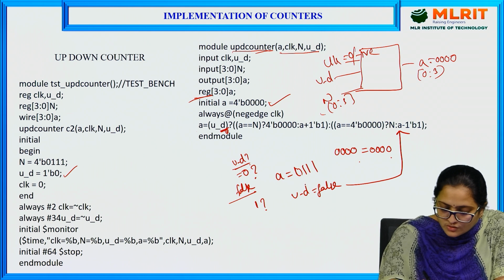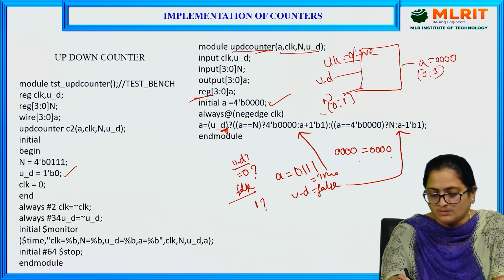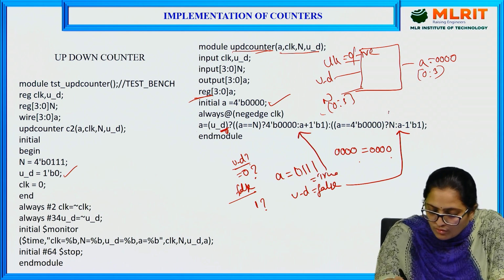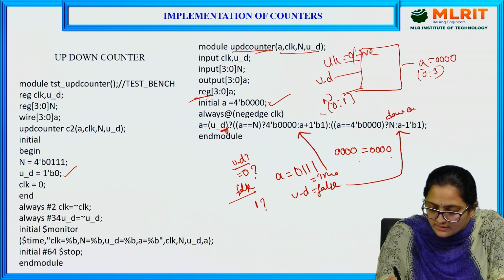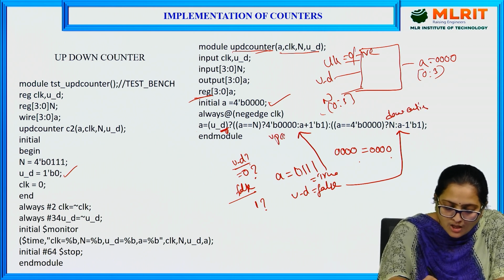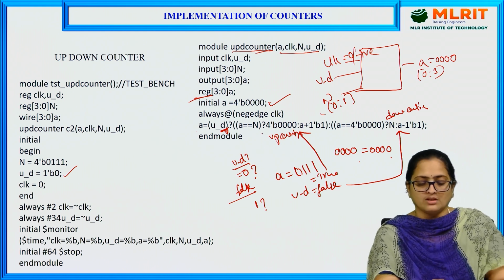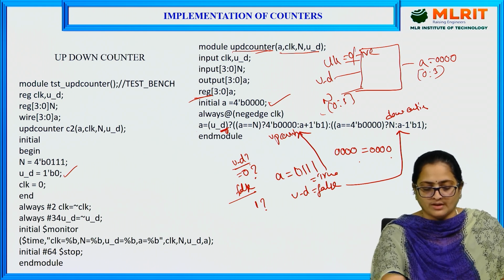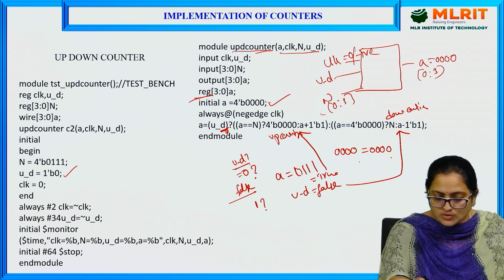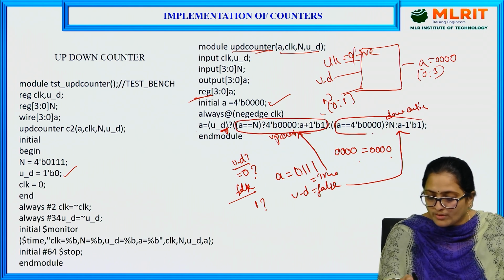If u_d is true, then it executes these statements. So this performs a down counting. This statement performs the down counting, and this performs an up counting. The explanation and the procedure of using this is discussed in the previous slides. This statement is used for up counting, and these statements are used to perform a down counting.